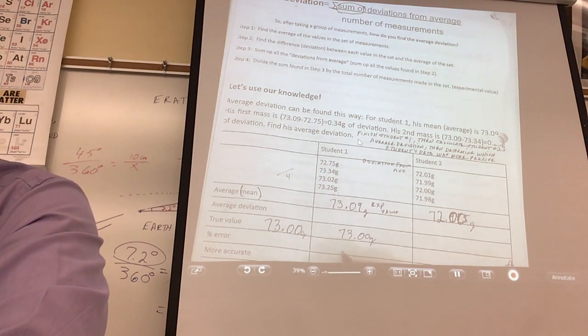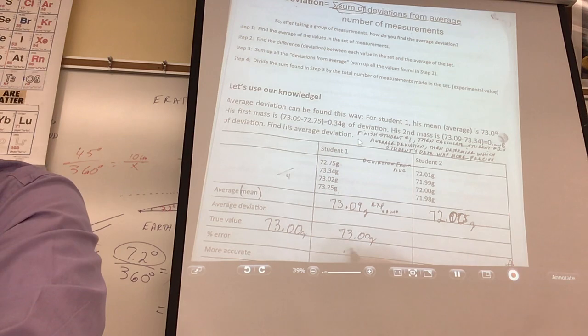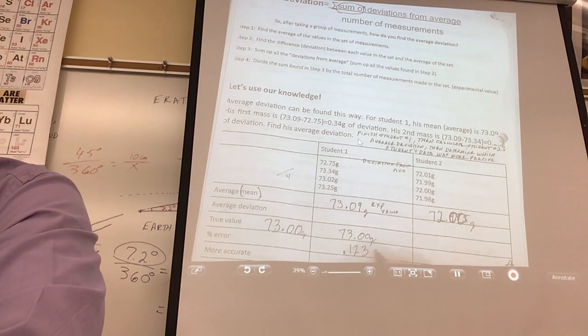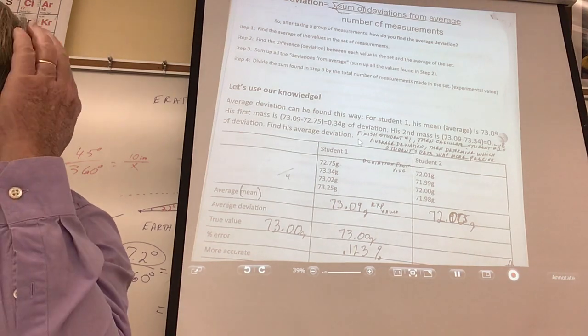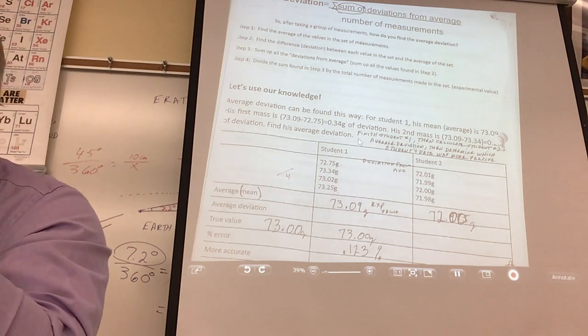Sarah, do you have that? What's student 1's percent error? Do you want me to multiply by 100? Tell me what you got on the calculator. 0.123. Now you already multiplied by 100, right? Okay, so this person has 0.123% error. Did everybody else get that? Can you check that? I don't want to go any further unless we're getting the same number.